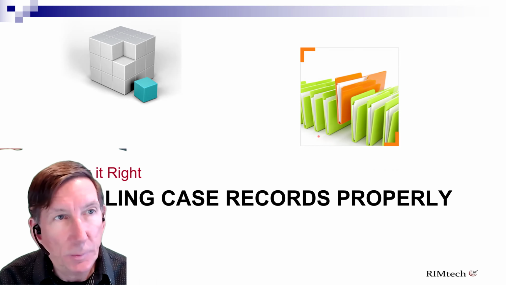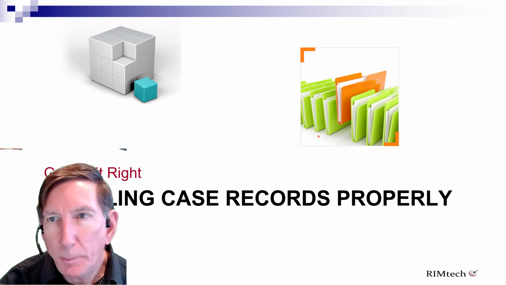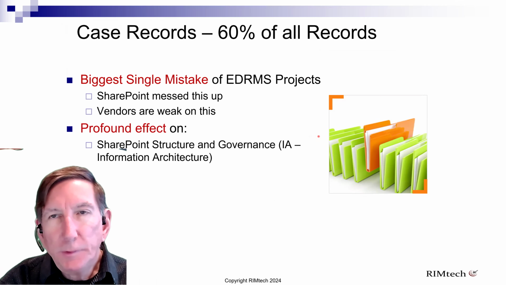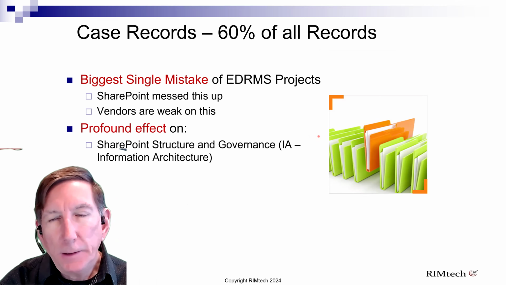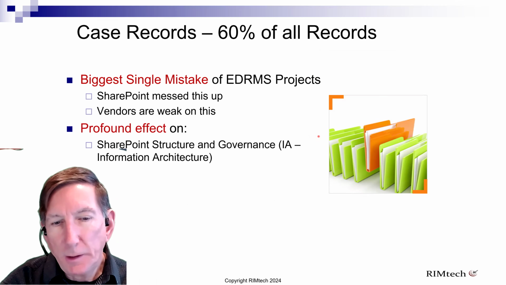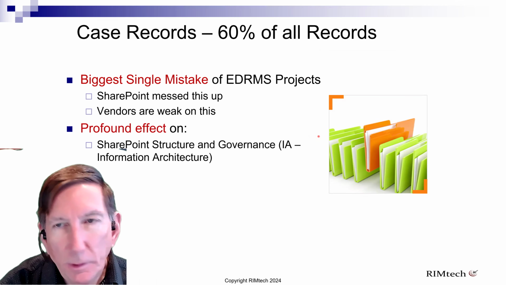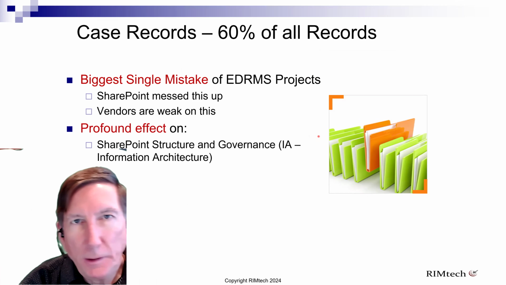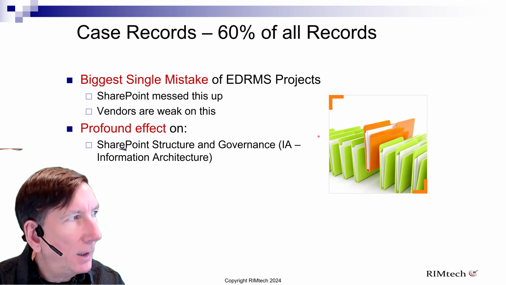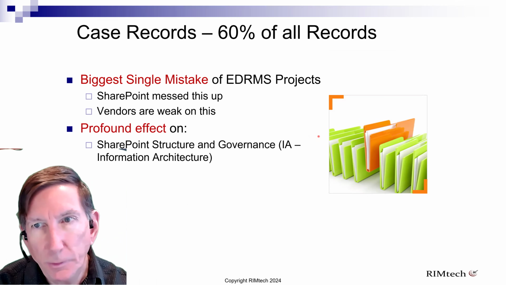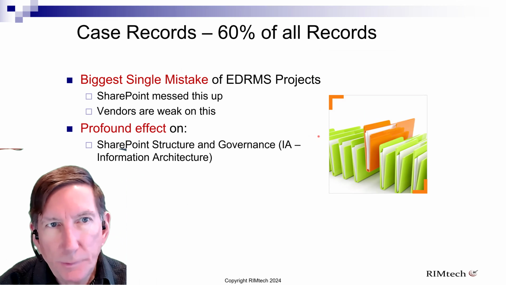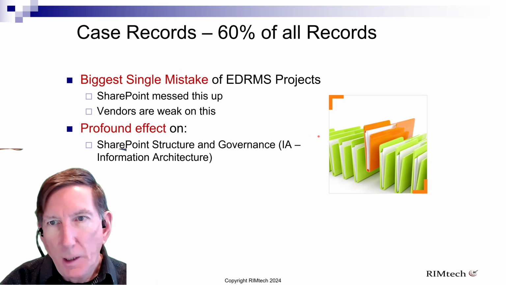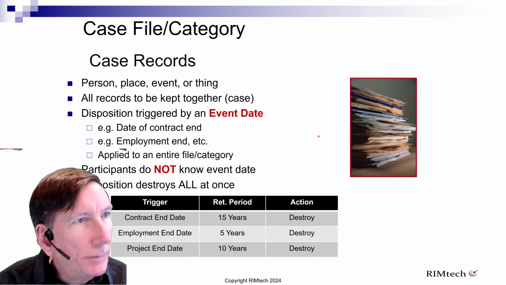The first one is the trickiest one, which is handling case records properly. You can safely assume that 60% of all your records are case records, okay? And it is the single biggest mistake in the modern EDRMS project world. I assure you of that. What I'm finding in the marketplace is that the vendors are kind of weak on it, particularly Microsoft's Purview, and many of the records professionals, the buyers of this software, are also weak on case records. It has brought down way too many EDRMS projects. So let's get to it then.